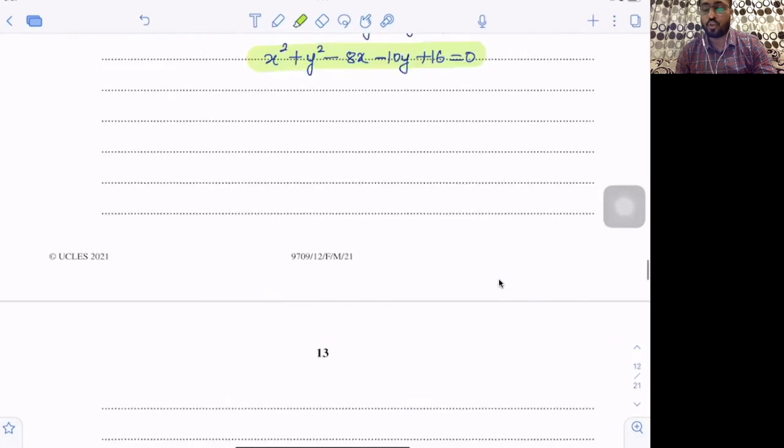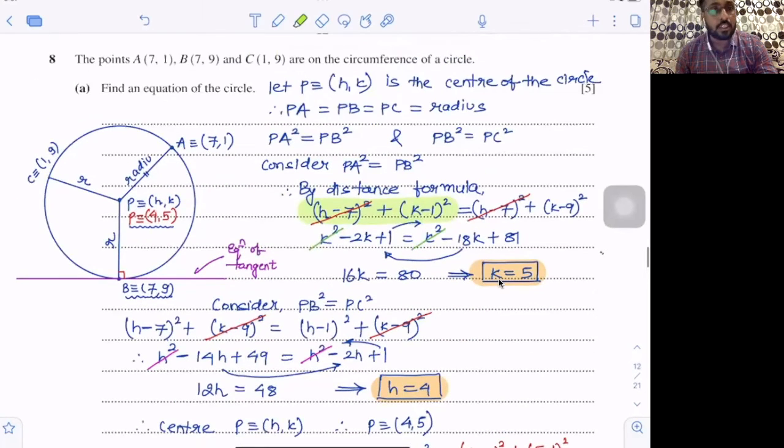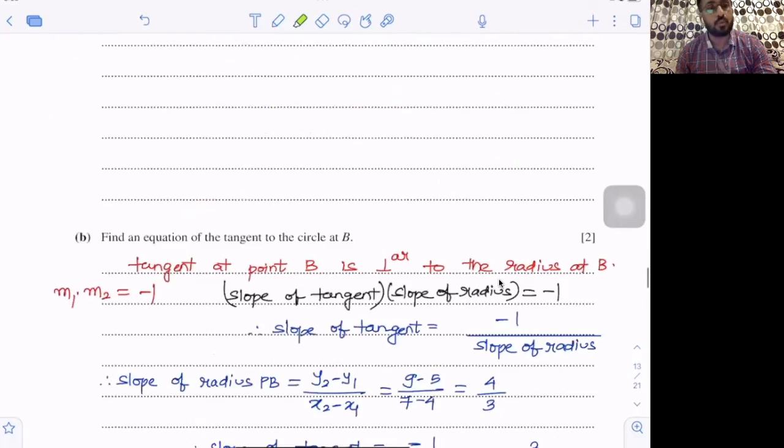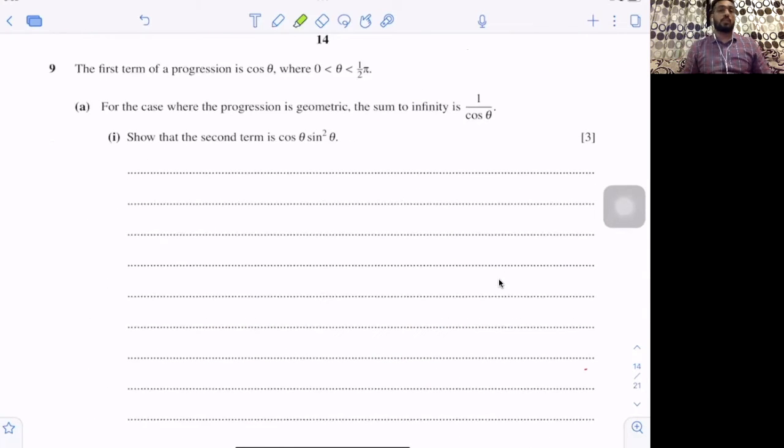And then we have also solved for the equation of the circle. So that was question number 8, students. Okay, so now let's proceed ahead. We are done with question number 8. We're going to go to question number 9 now.